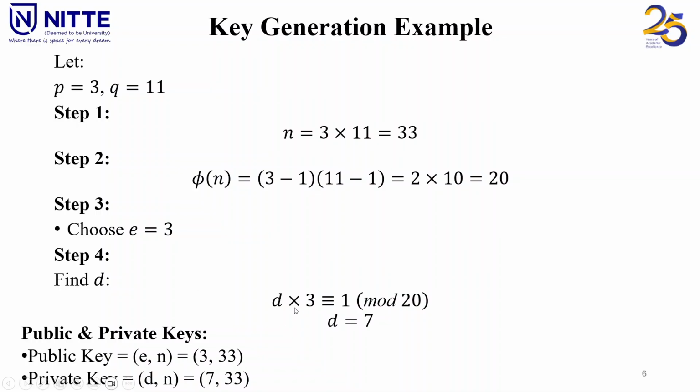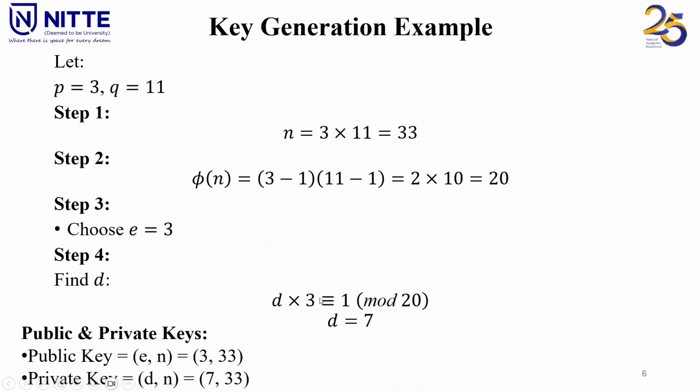As the equation says, D into 3 is congruent to 1 mod 20. So I need to choose serially, that is by substituting 1. So 1 cross 3, 3 mod 20, the remainder will be 3 only. Then 2 cross 3 is 6, remainder 6. I need to get the remainder 1. In such a way we have to choose the value for D.